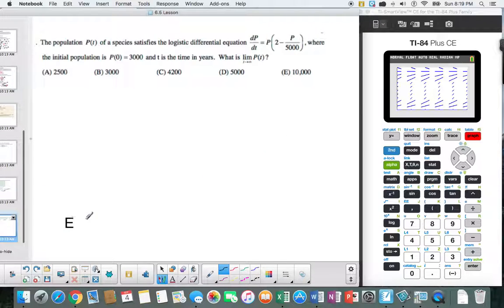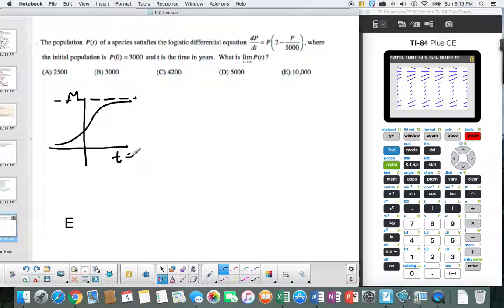And last one, we're being asked to find the limit of p of t as t approaches infinity. So again, let's take a look at the logistic model here. Remember, this is the carrying capacity, m. And so we want to know what happens as t approaches infinity. And so we need to know what m is. And it's kind of difficult here. Let's go ahead and change the way it looks.